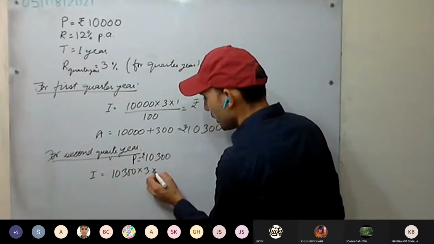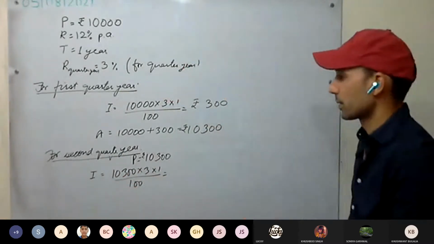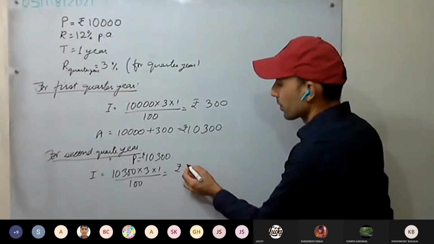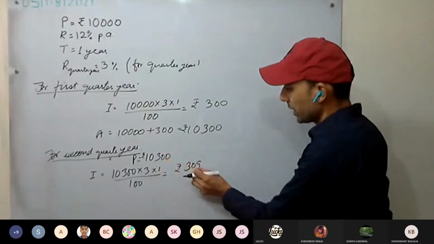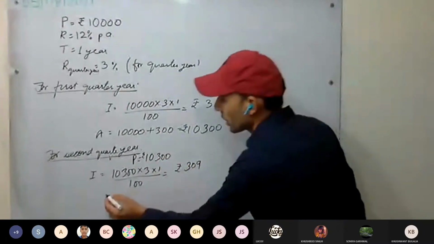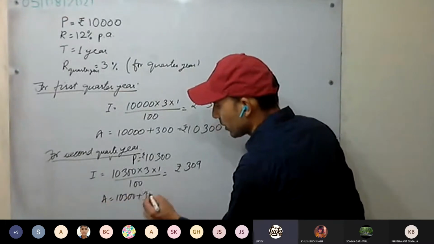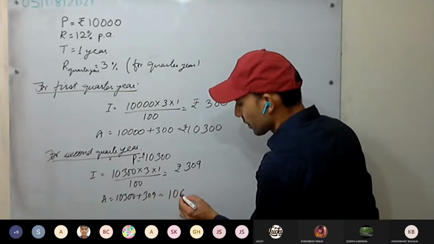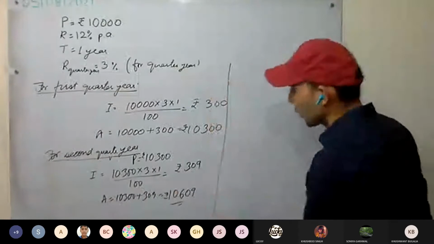Calculate the interest for the second quarter year. 10,300 into 3 into 1 divided by 100. How much did you get? 309 rupees. You can see 300 is on 10,000 and this 9 rupees on 300. Therefore, you got 309 rupees. So the amount will be 10,300 plus 309, 10,609 rupees. This is after the second quarter.